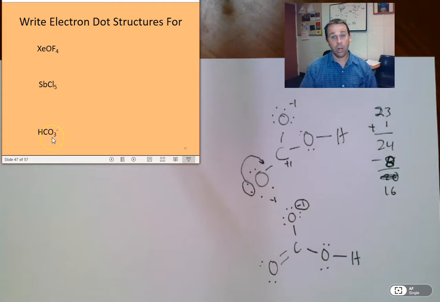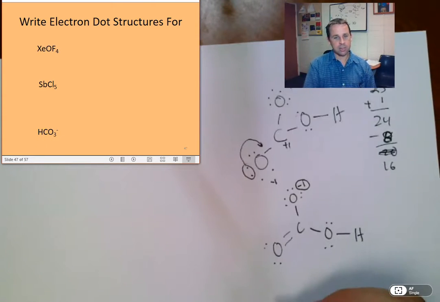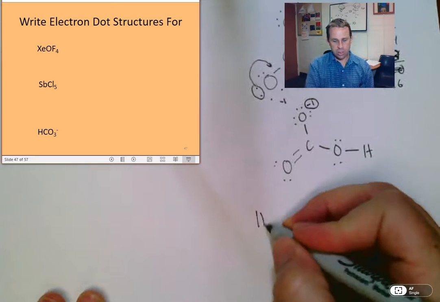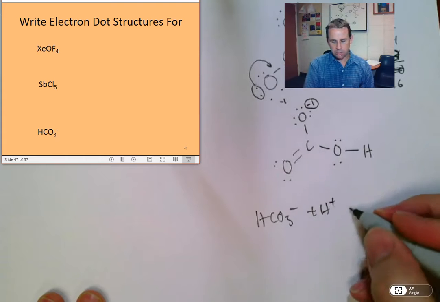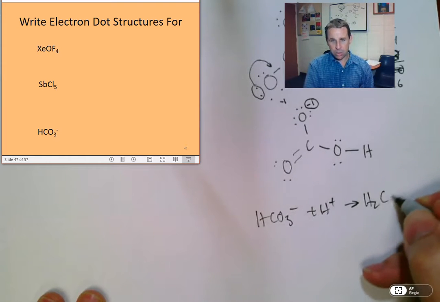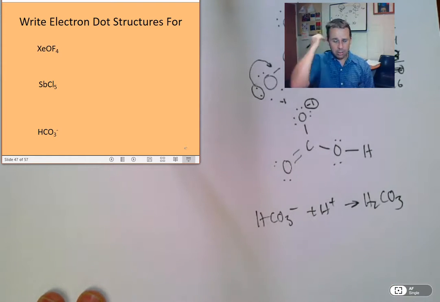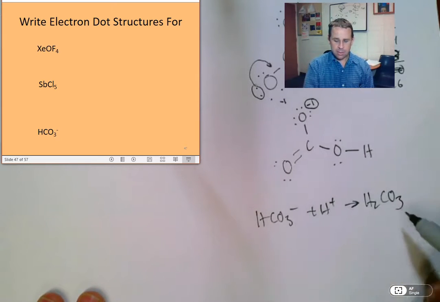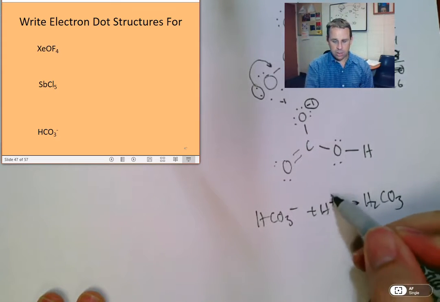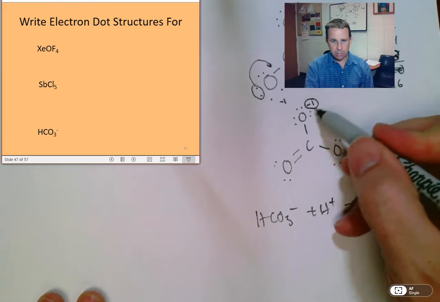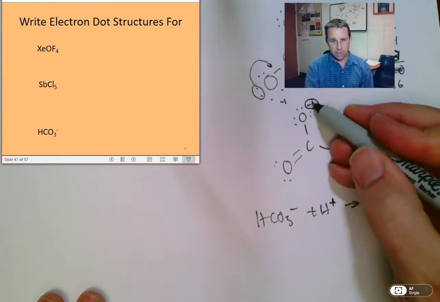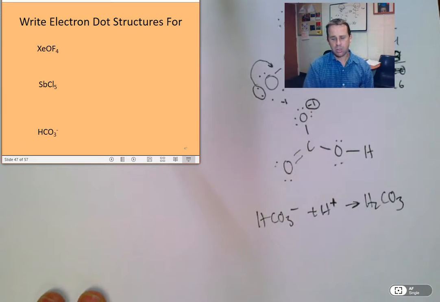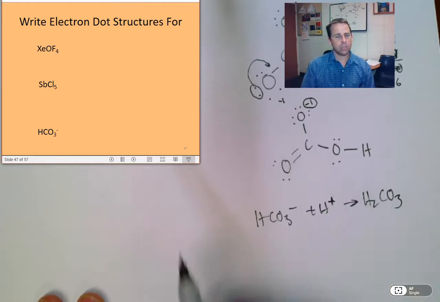Also, if I were to take this chemical, HCO3 minus, and add a proton to it to form H2CO3, right? If I were to do that, then this proton here would attach to this oxygen right here. Positively charged proton would come interact with this negatively charged oxygen right there. So that's exactly where the negative charge should be for this compound.